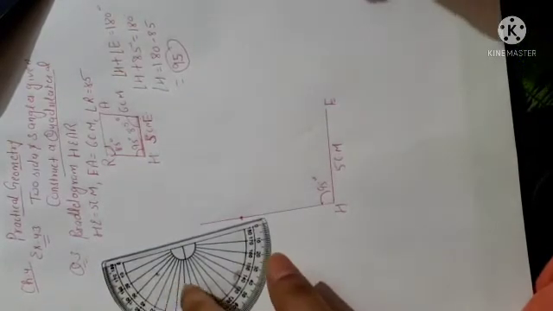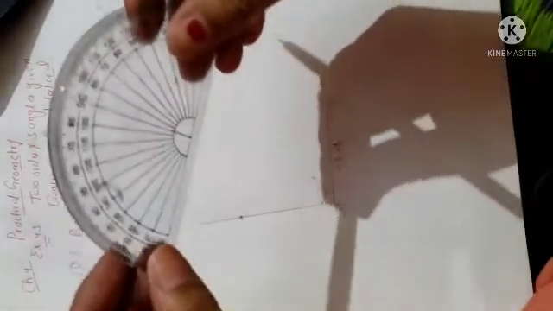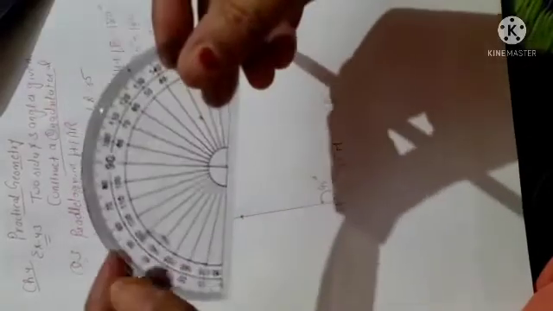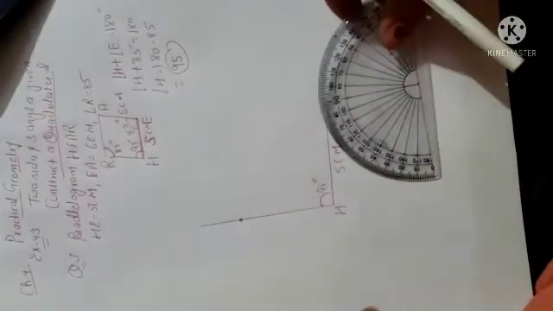Now you have to draw angle E also. So angle E is given 85 degree. Angle E is given 85. So 85 is also not a standard angle. Clear? And so what you have to do, beta, you have to draw this angle also with the help of protractor.